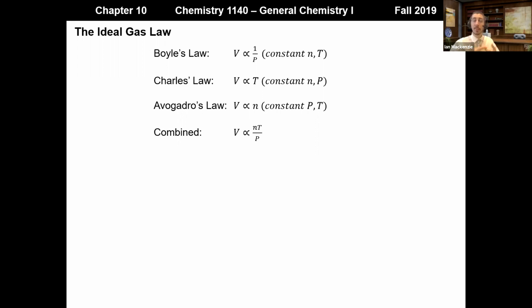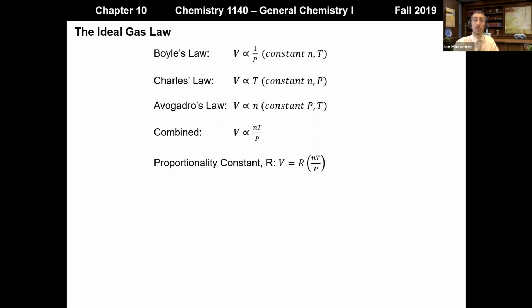But I can make this a little bit more concrete if I include a proportionality constant. This is known as the gas constant, R, and this allows me to actually write volume is equal to R times the number of moles of the gas times temperature divided by the pressure.